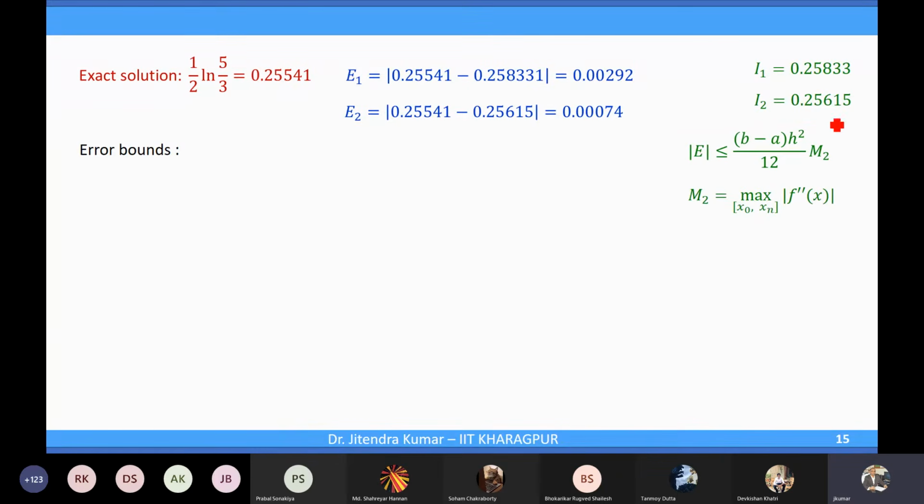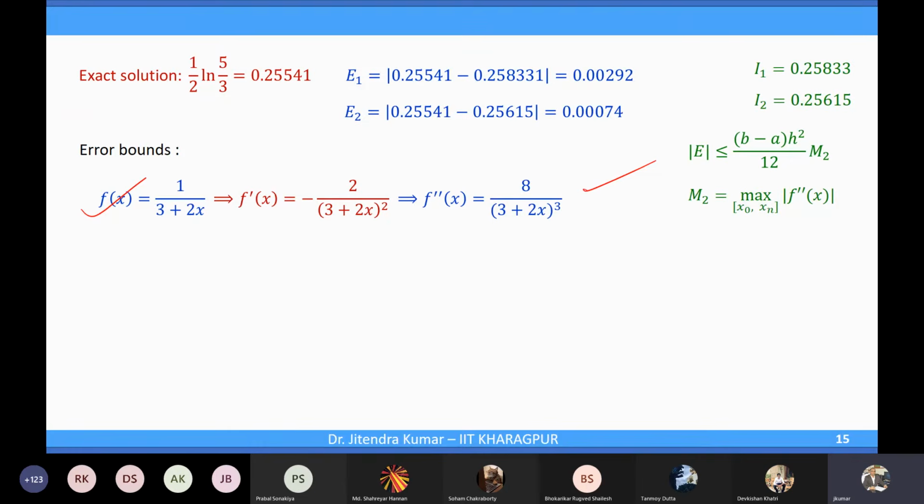Now we want to get the error bound. Remember that the formula was (b minus a) h square by 12 times M2, where M2 is the maximum value of the double derivative. We can compute the double derivative of the integrand, which is 8 over (3 plus 2x) cube. Then M2 is the maximum of 8 over (3 plus 2x) cube over 0 to 1, and the maximum will be achieved, of course, when x is 0. So you will get 8 by 27. That is the maximum value of the double derivative in the interval 0 to 1.